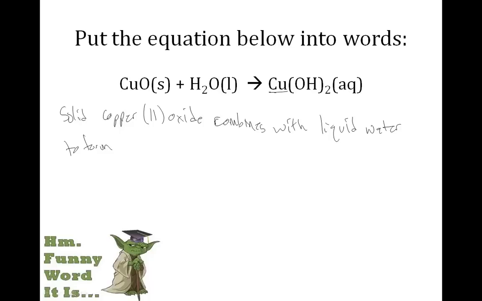Copper. And again, remember, copper is a Roman metal, so I needed this Roman numeral in here. So this right here means copper is plus 2 because hydroxide is minus 1. Copper hydroxide. Oops, and look what I forgot to do. To form aqueous copper hydroxide. And we're all done.